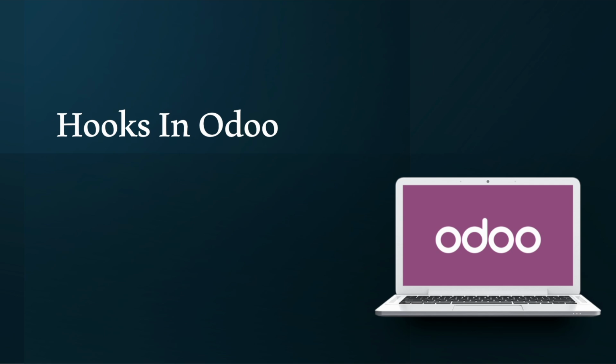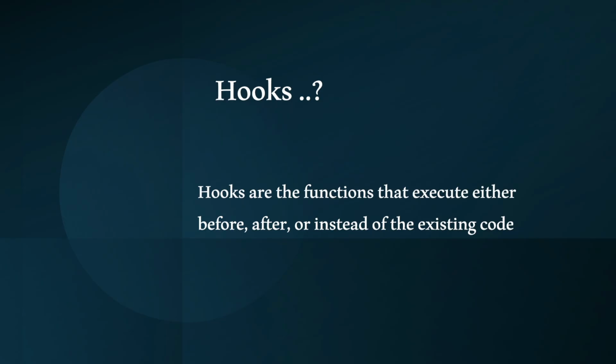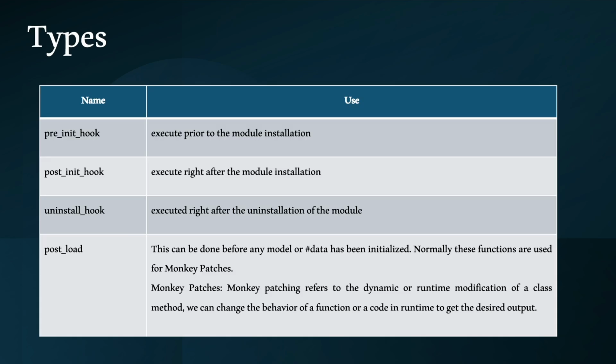So today we can check what are hooks, how many hooks are available in Odoo, and what are the uses of that. So what is a hook? Hooks are the functions that execute either before, after or instead of the existing code. And in Odoo, how many hooks are available? Currently we have four types of hooks, and they are pre-init hook, post-init hook, uninstall hook and post-load hook.